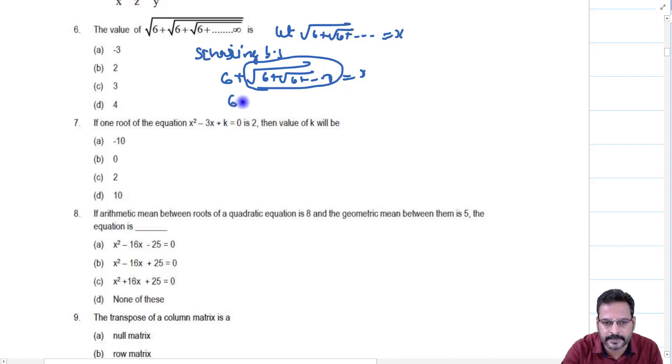So that means 6 plus x is equal to x. Okay. So straight away we can substitute the values. Squaring both sides, 6 plus x equal to x square. If we substitute 3, 6 plus 3 is equal to 9, 3 square 9. If we substitute 2, 6 plus 2 is 8, 2 square 4. So answer will be C. Okay.